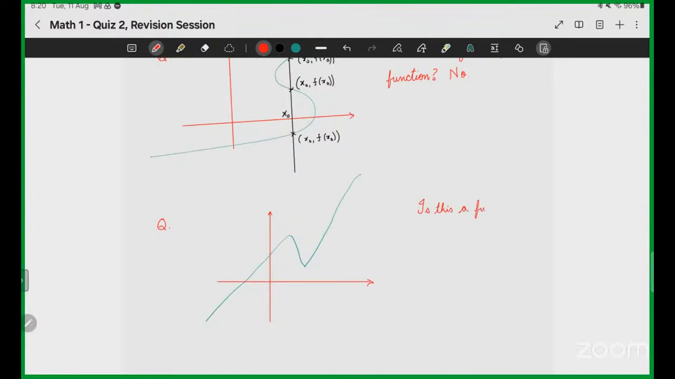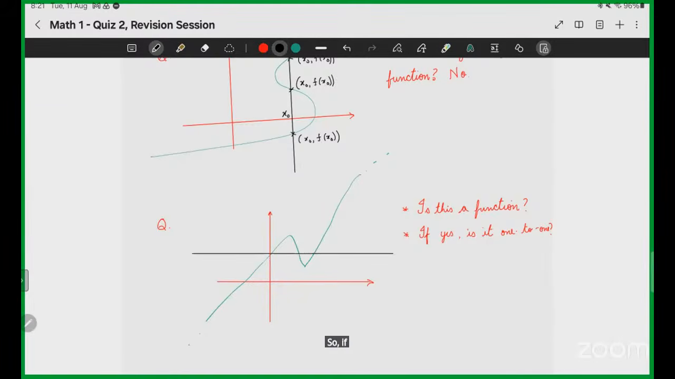Is this a function? Well, assume that yes, this continues properly. And then if yes, is it one-to-one? Is this a function? Yes. It is a function, but it is not a one-to-one function, because for different values of x, we get the same value of f.